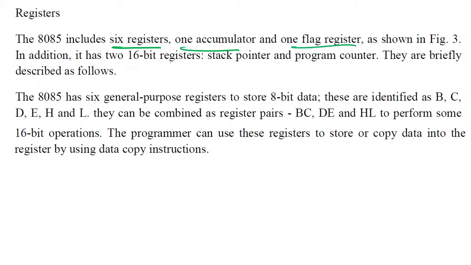In addition, two 16-bit registers, that is stack pointer and program counter. So we have six registers which are 8-bit data registers, and 1 accumulator and 1 flag register that is also having 5 flags. Then we have 2 address registers, that is stack pointer and program counter. The 8085 has 6 general purpose registers to store 8-bit data. Those are identified as B, C, D, E, H, L. They can be combined as register pairs also, like BC, DE, HL, to perform some 16-bit operations.